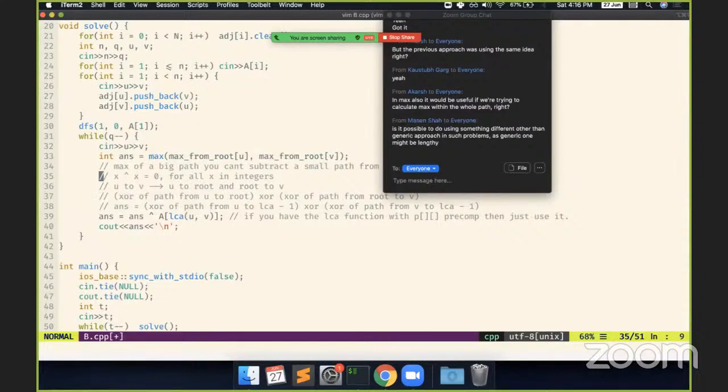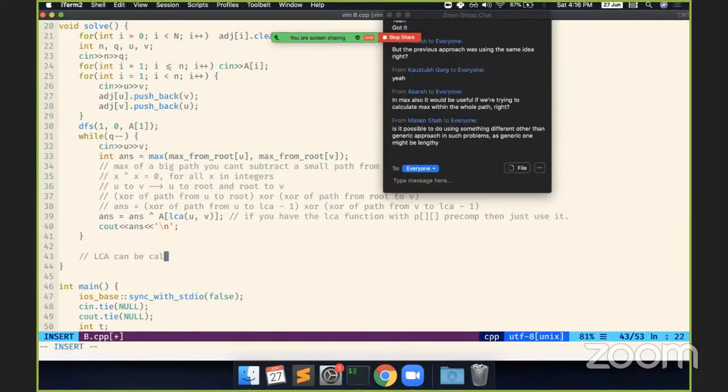Is it possible to do such a question using something other than the generic approach, as the generic one might be lengthy? I mean, this one was the slightly special approach, in which we just calculate the LCA. Okay, in this question, you have to calculate the LCA no matter what. I don't think there would be any solution which doesn't calculate the LCA. To calculate the LCA, one approach is binary climbing, which I showed you guys. Also, it can be calculated by segment tree on Euler tour.